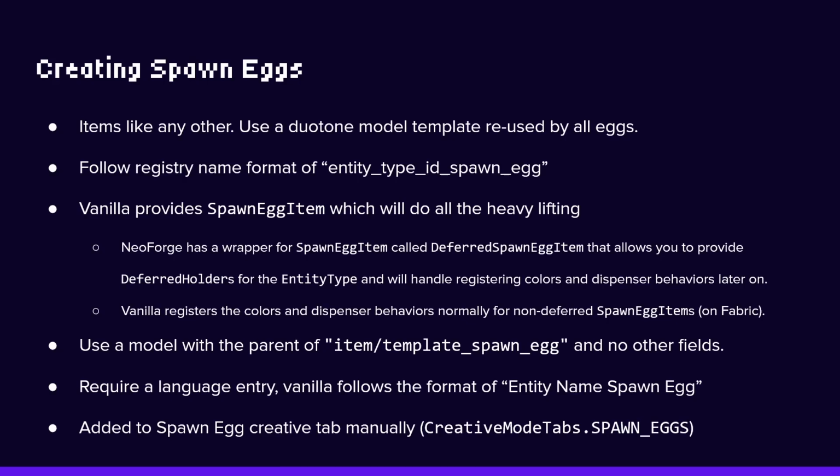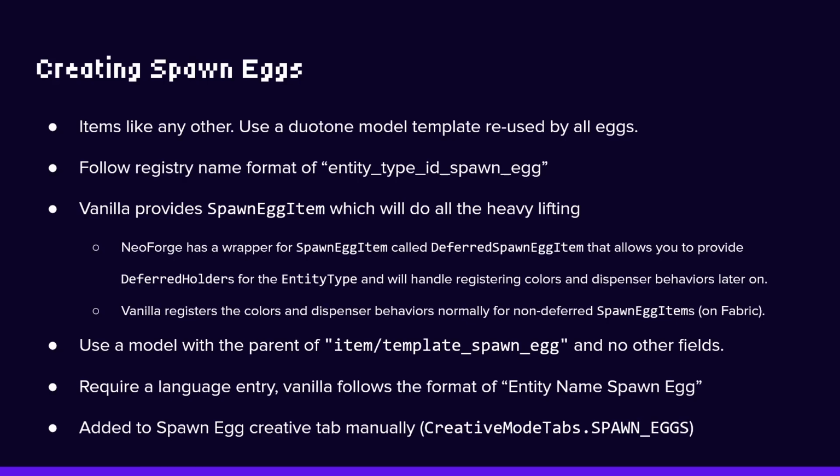So you have to give it the holder for the entity type, and then NeoForge will untangle that mess for you. And then NeoForge also has its own APIs for registering the egg color and the dispenser behaviors that the egg uses, because you can spawn stuff with dispensers. So it'll also use those correct APIs rather than the vanilla ones. And then for vanilla, you just use the normal spawn egg items, and that's what Fabric does. You can just use those like vanilla.